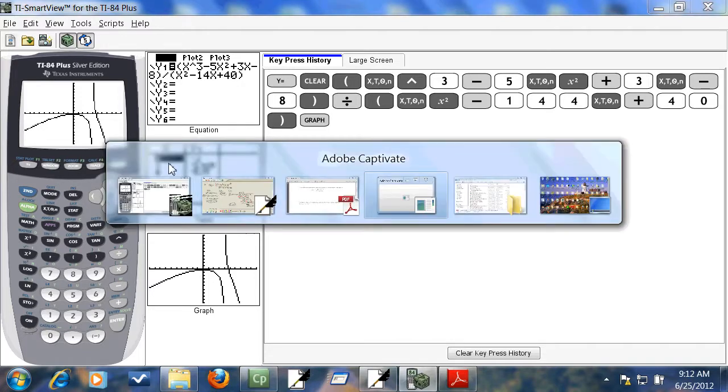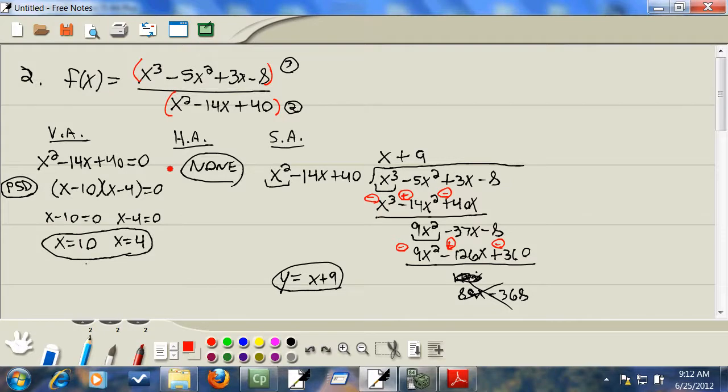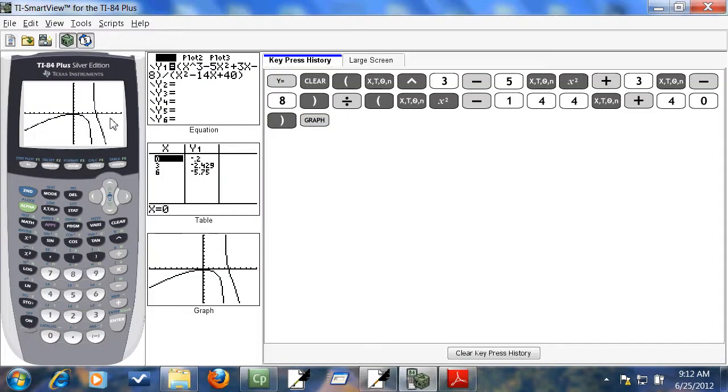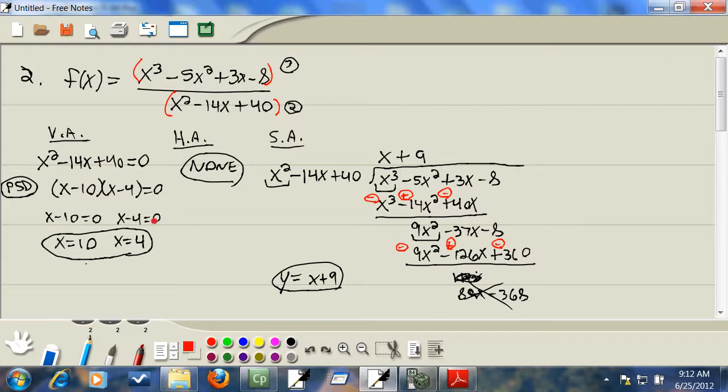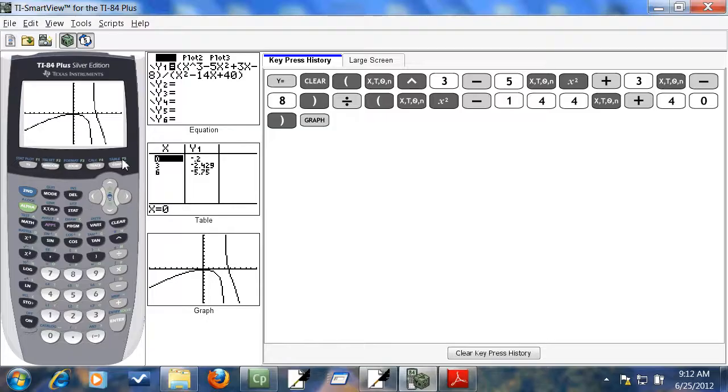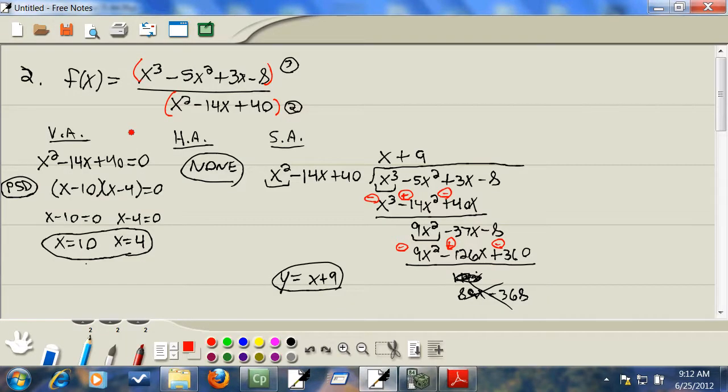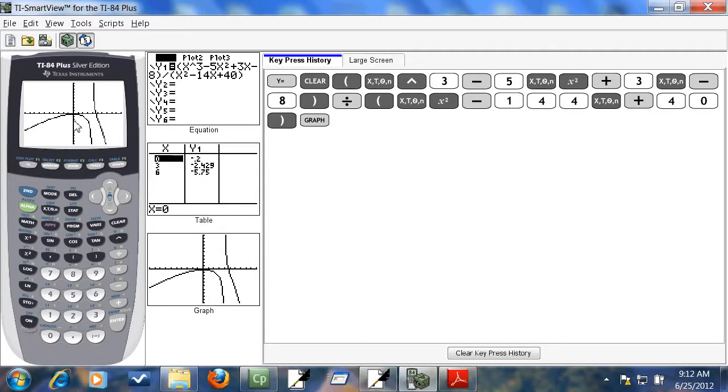And if we compare that against here, we see that we got our vertical asymptotes, 10 and 4. We can see the 4. The 10 we can't see so much because we'd have to zoom out to see it. And then our slant asymptote, y equals x plus 9. Again, sometimes you can't see it unless you actually zoom out and see what's going on.